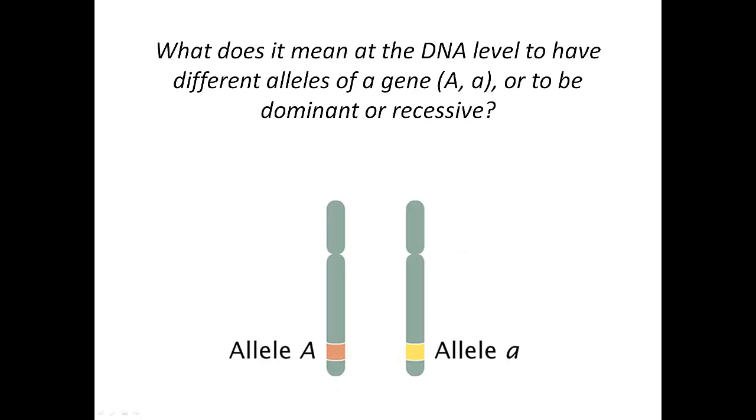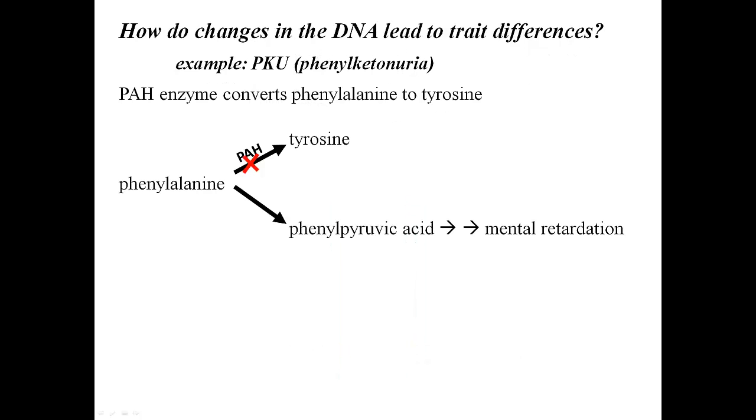So what we're really going to talk about here is what it actually means when we talk about different alleles such as big A or little a, and what it actually means at the DNA level when we talk about dominance or recessiveness. So I'm going to start off by talking about a human genetic disorder, phenylketonuria, or PKU, which is an example we'll use throughout the rest of this video.